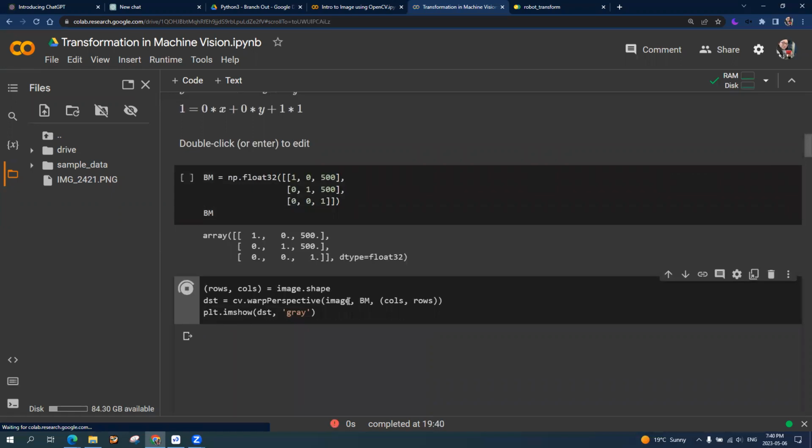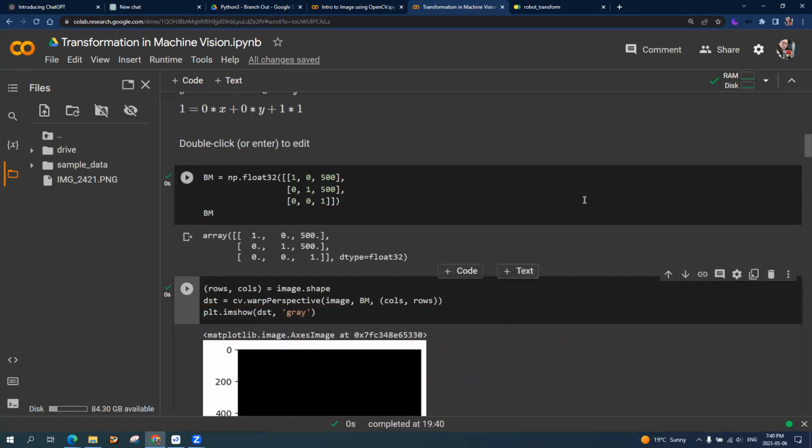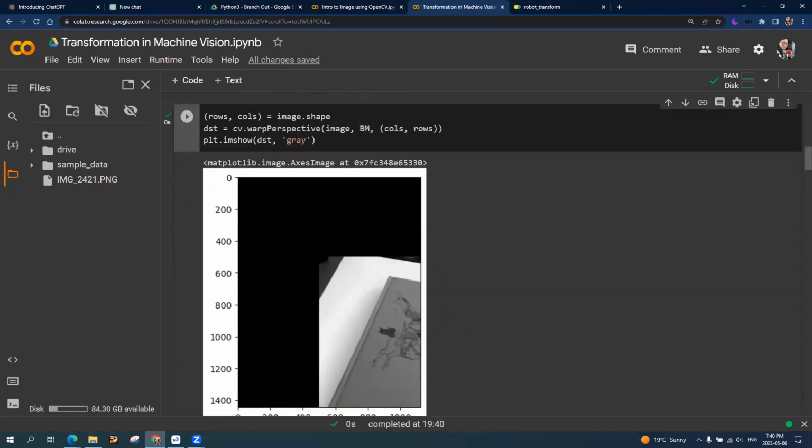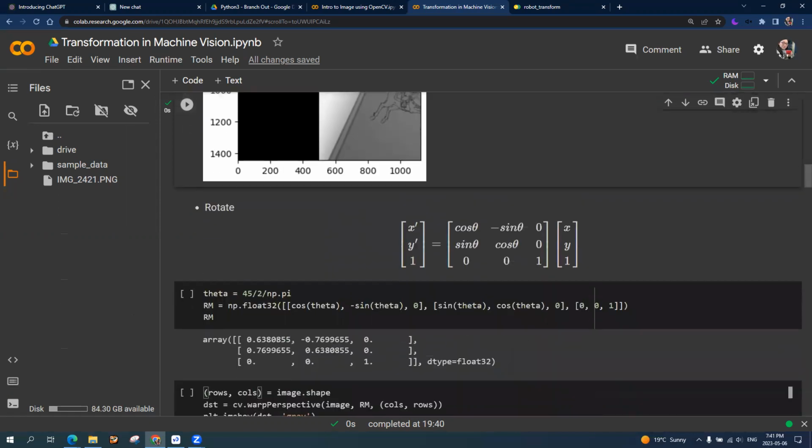Okay, and let's run this. I haven't run this. All right, so you can see the result. What happens here is that we translate this image by shifting it 500 and 500 on the X and Y axes. So that's translation. Very easy. Okay, let's move on.